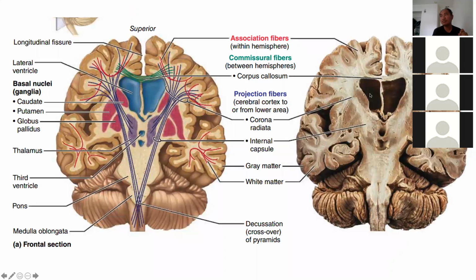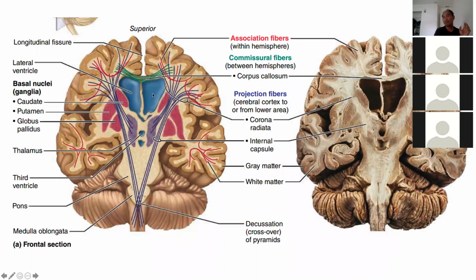And internal capsule. These are the lateral ventricle, third ventricle. All the motor neurons from the motor cortex will come across, and then here, a very tiny narrow area. This area of the brain is called internal capsule. Of course, this is the coronal section of the brain. This is the right hemisphere. This is the left hemisphere.